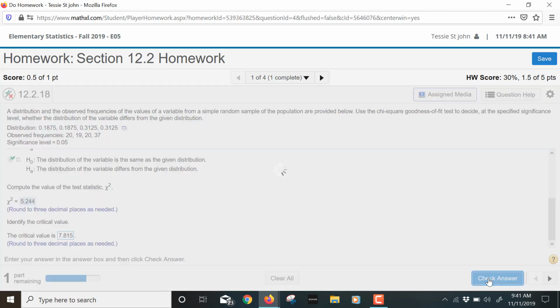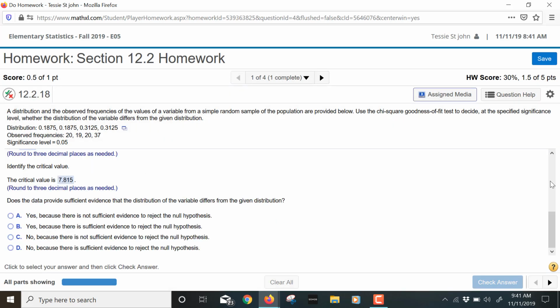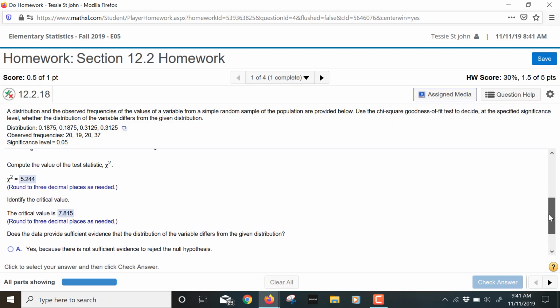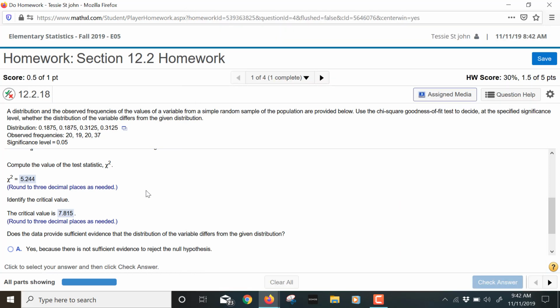Excellent. Now we want to know if we should reject or not. Remember that anything from 7.815 on to the right, anything bigger than that, would fall in that red region, which means rejection. So we look at our test statistic, and we got 5.2. And 5.2 is in this white area, which means we're not going to reject.